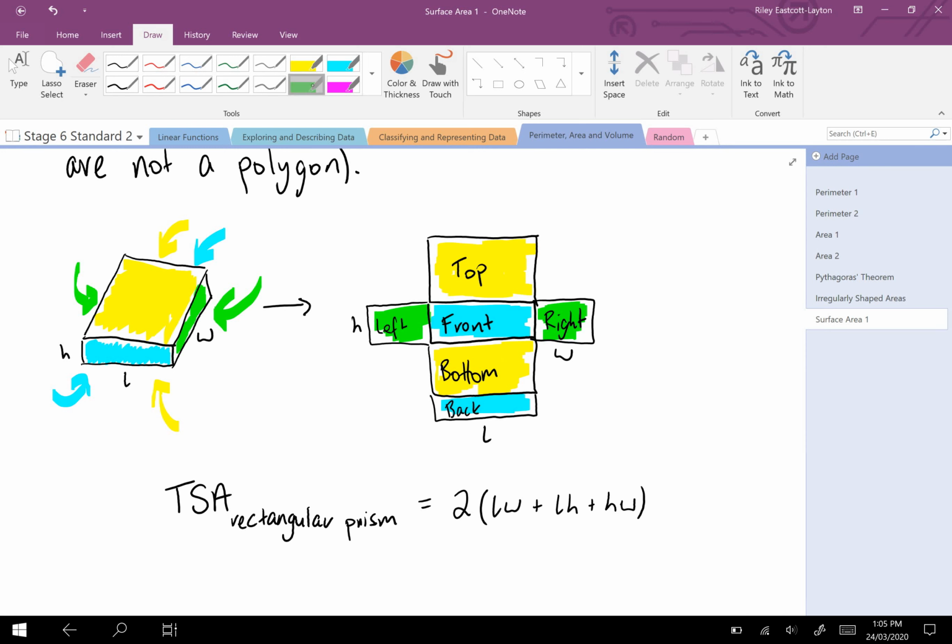Now, I'll actually draw this out. So our h times our w, that would be our left and right here. So that's where we get that one from. Our length times our width would be our yellow. And then our length times our height would be our blue, our front and our back. And so just keep in mind that this 2 comes from the fact that there's 2 of every side.